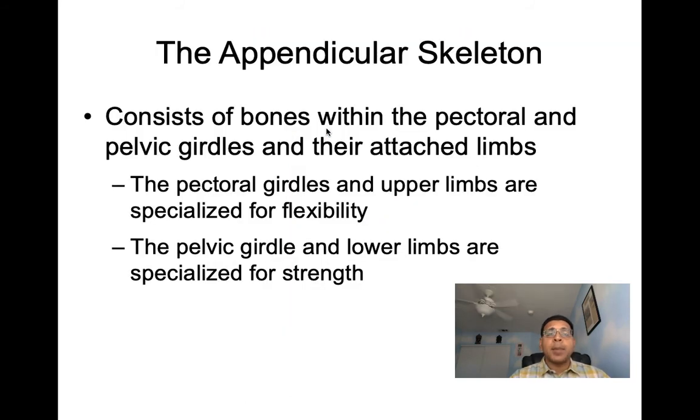Next then, let's talk about the appendicular skeleton. When we talk appendicular skeleton, you'll see the appendicular skeleton is going to consist of the bones within our limbs plus the girdles. So we have pectoral girdle and we have a pelvic girdle. So those girdle bones plus the bones of their attached limbs. Now the girdles, we'll see, not only are they going to attach the appendicular bones to the axial skeleton, but also the pectoral girdle we can see and the upper limbs are specialized for flexibility. And then the pelvic girdle and the lower limbs are specialized for strength.